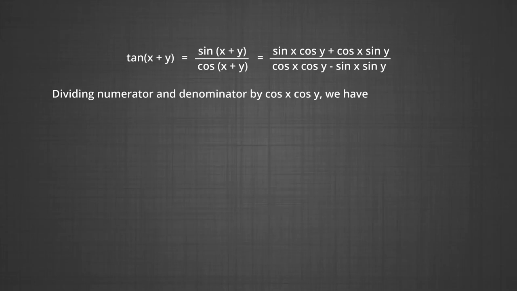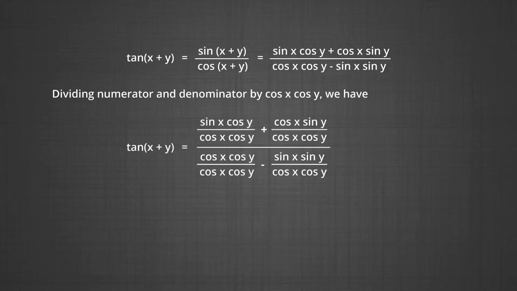Now, dividing the numerator and denominator both by cos x cos y, we have tan of x plus y can further be expressed as sin x cos y divided by cos x cos y plus cos x sin y divided by cos x into cos y, in the numerator. In the denominator, cos x cos y is divided by cos x cos y minus sin x sin y divided by cos x into cos y. On simplification, we get the identity tan of x plus y is equal to tan x plus tan y upon 1 minus tan x into tan y.